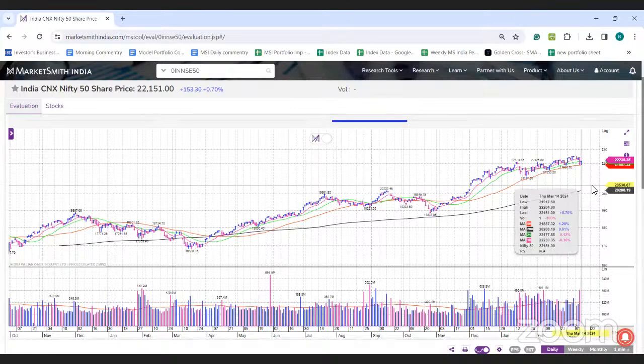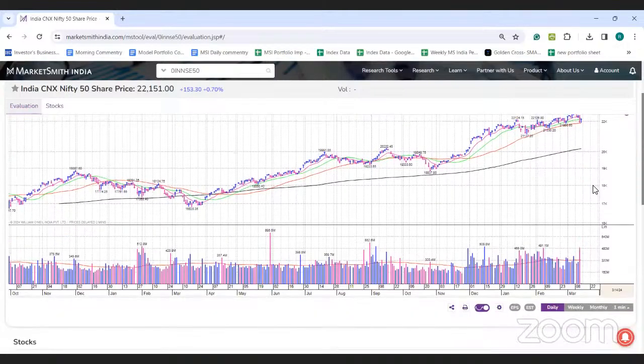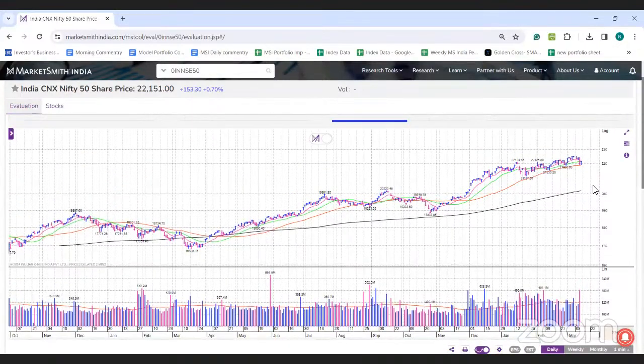So the 50 DMA is around 21,880. Okay, so 800 से 900 वाला zone है ना, 21,800 to 21,900. That zone becomes very crucial technically for the Nifty to hold. Below that level, we might see some further selling at the index level. On the flip side, I think the first victory over here will be moving above or closing above the 21 DMA. We moved above 21, but we are not able to close above there.